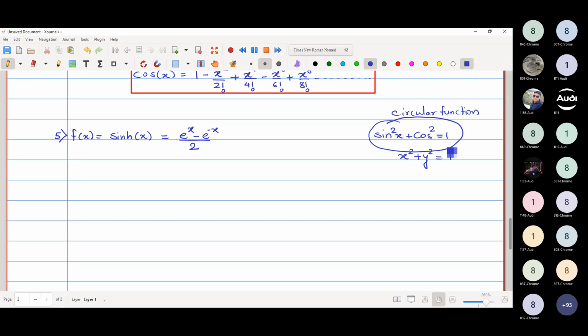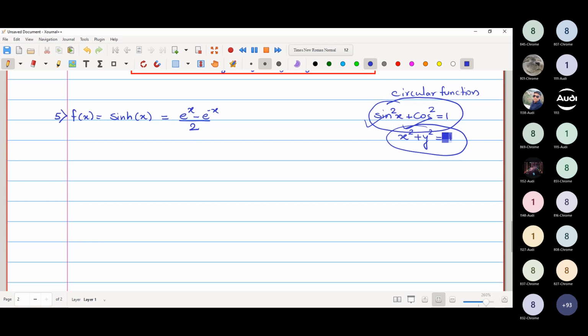Why is it called a circular function? Because sine and cos satisfy the equation of a standard circle. That's why they are called circular functions. Similarly, sin hx and cos hx. There is one identity in hyperbolic functions: cos h square minus sin h square is equal to 1. And this is the equation of a hyperbola.